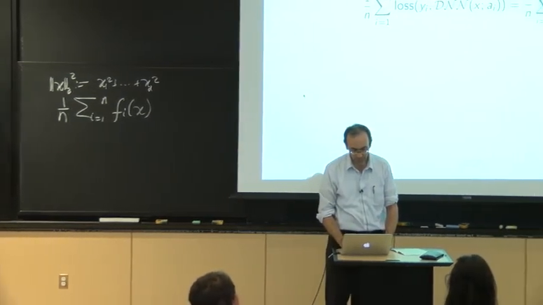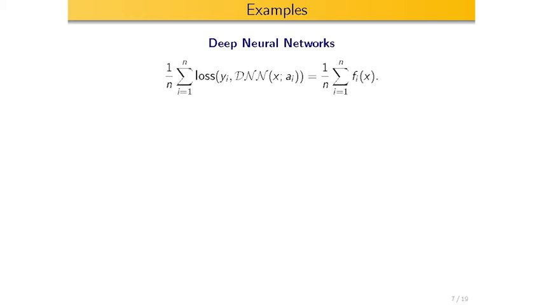something like that. So deep neural networks that are very popular these days are just yet another example of this finite sum problem. How are they an example of that? So you have n training data points.